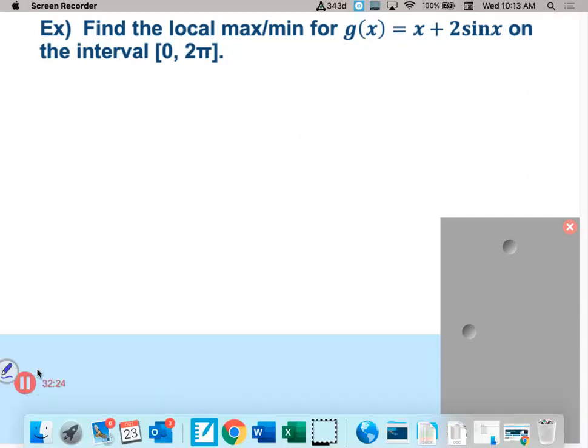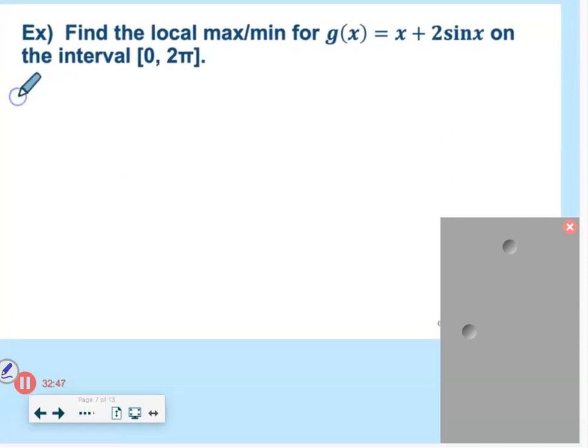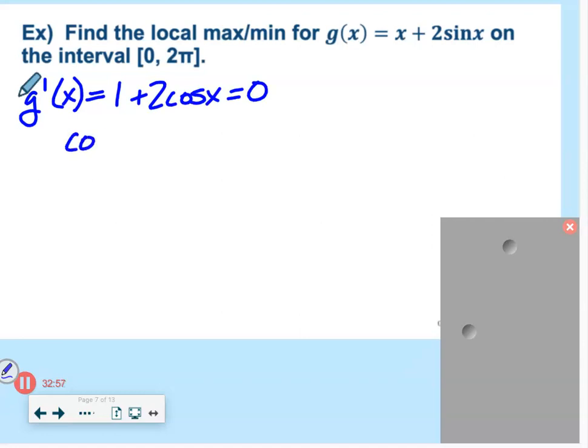Very pleased with how many groups figured out the correct critical number. So well done. So our first caution, what is the function called? G. So you had better be writing G's and G primes in all of your stuff, right? Okay. So, there we go. G prime equals 1 plus 2 cosine x. I'm going to set that equal to 0. I get cosine x equals -1/2.